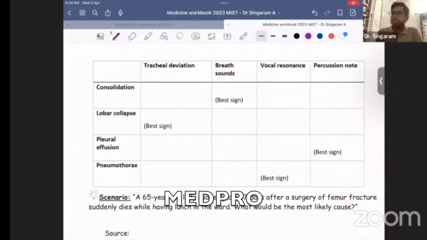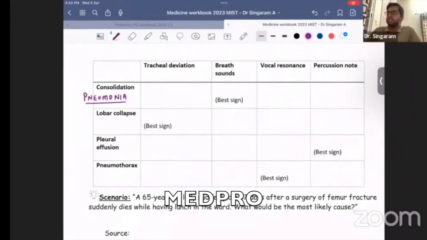We have just completed the topic of consolidation. Consolidation is a word which I am using for pneumonia. So you think like this: lobar consolidation or lobar pneumonia. And you tell me whether in this condition you will have any tracheal deviation. What is your answer? Will you have any tracheal deviation, doctor?